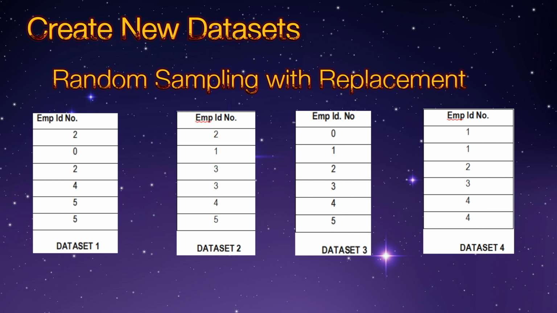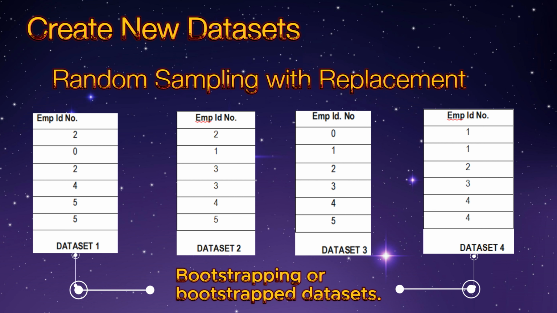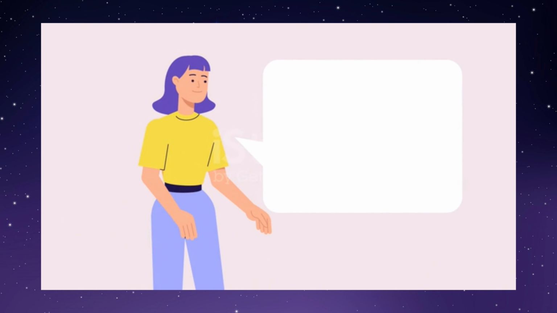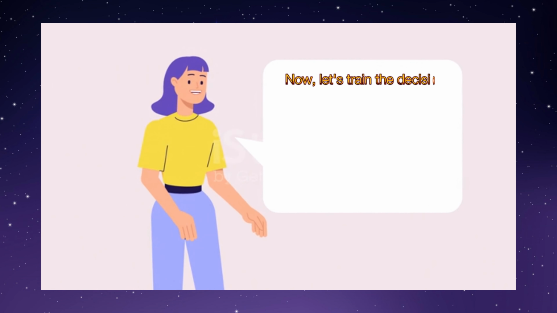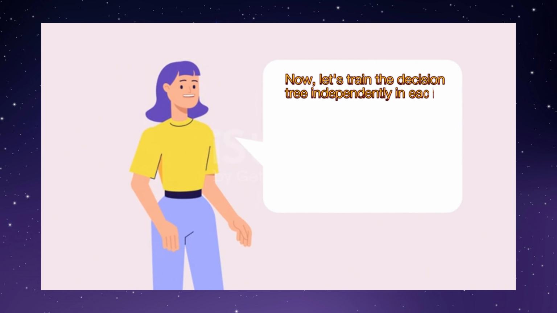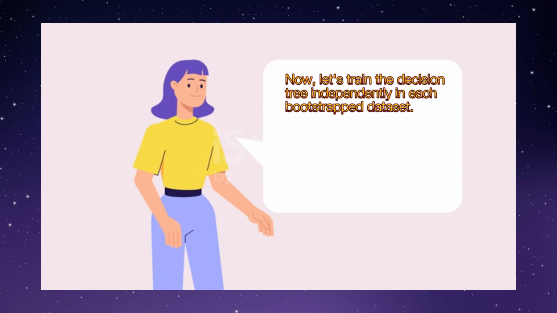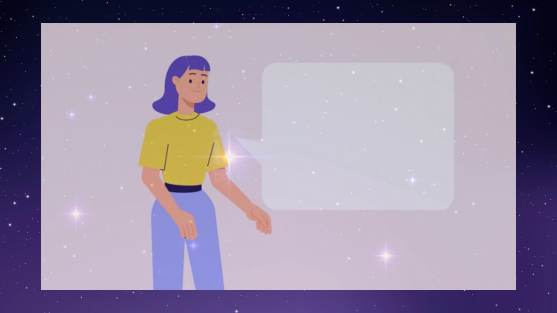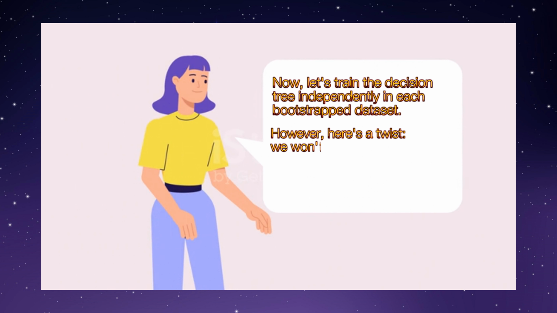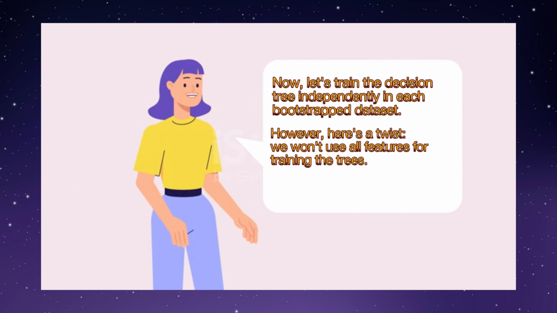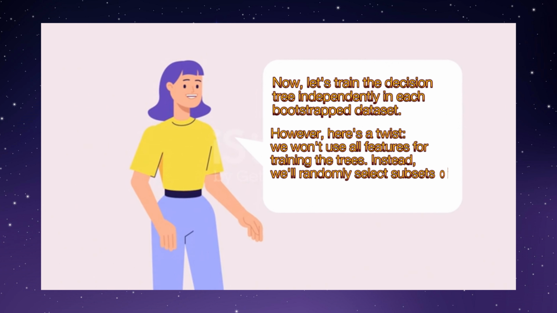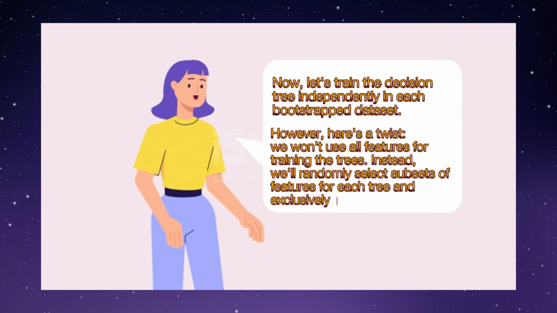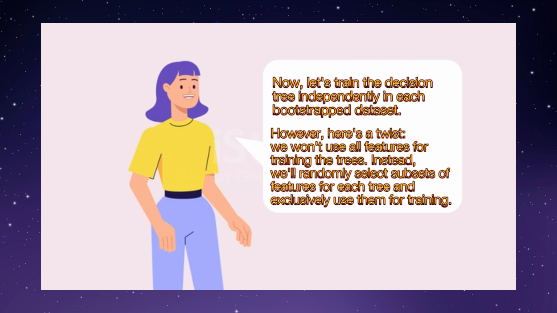The method we use to generate data is known as bootstrapping or bootstrap datasets. Now, let's train the decision tree independently in each bootstrap dataset. However, here's a twist. We won't use all features for training the trees. Instead, we'll randomly select a subset of features for each tree and exclusively use them for training.